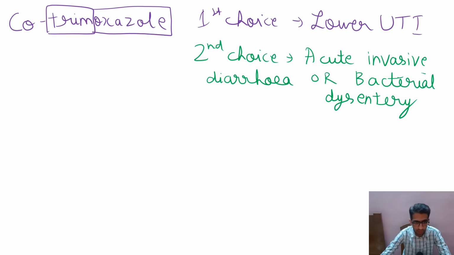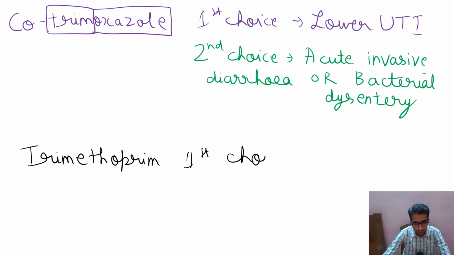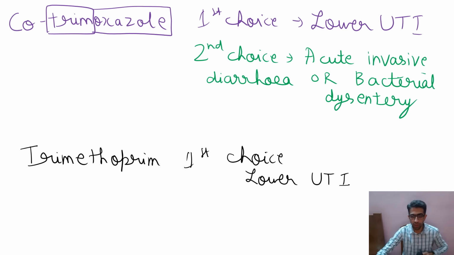Okay, fine. Then moving on to trimethoprim. This is the last medicine in the access group. So trimethoprim is the first choice in. Yes, very good, excellent. If you have answered, I really applaud you. It's commendable. It is the first choice drug in the case of lower UTI. So this finishes the access group of antibiotics.